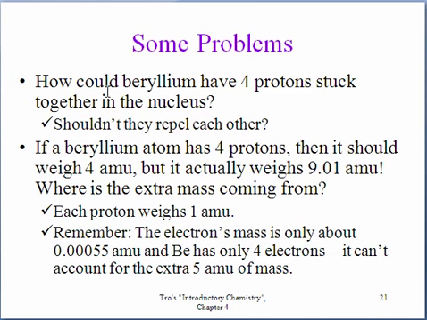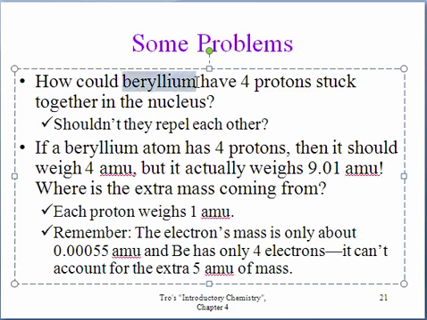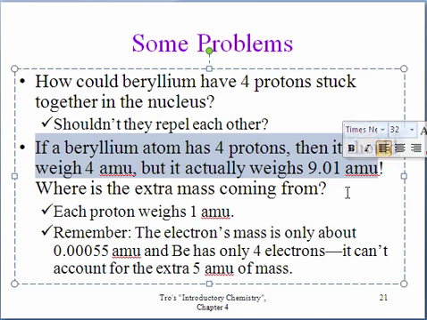Now, once he got above the hydrogen atom, he had a few issues. For example, the beryllium atom. Could it really have 4 protons that close together? Because protons repel one another. And if a beryllium atom has 4 protons in its nucleus, then it should weigh about 4 AMU. But it actually weighs 9.01 AMU. So where's the extra mass coming from?